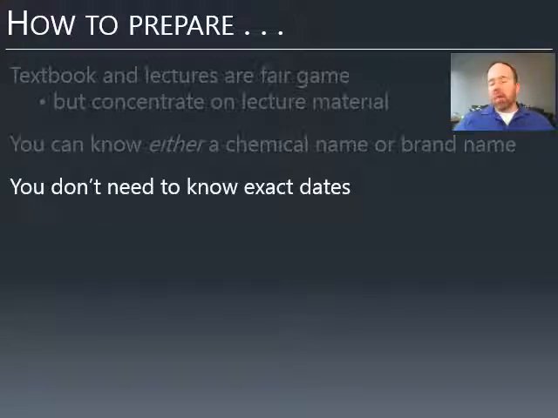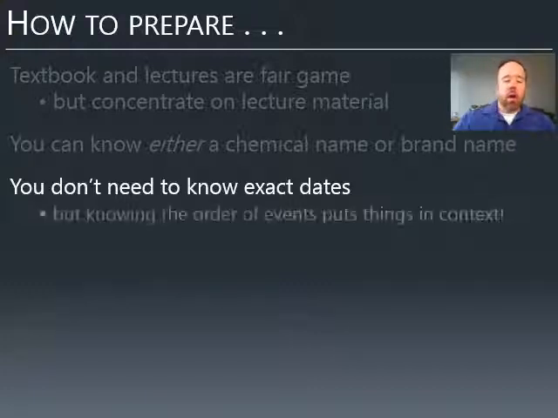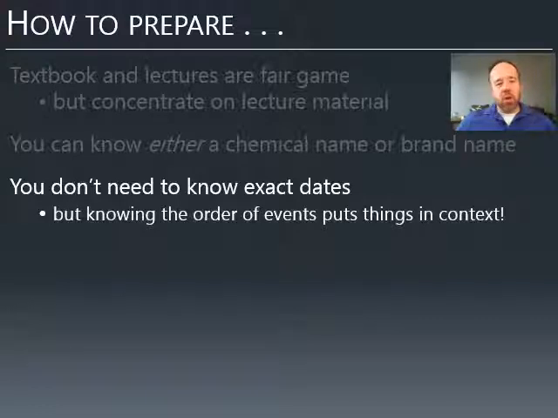You also don't need to know exact dates. So you don't need to know the range of dates during which the Opium War occurred. There were actually 2. But it's good to know that the Opium War occurred in the 1800s, before there were regulations on things like opiates. So knowing the events and the order they occur in helps put things in context. Everything sort of fits together.